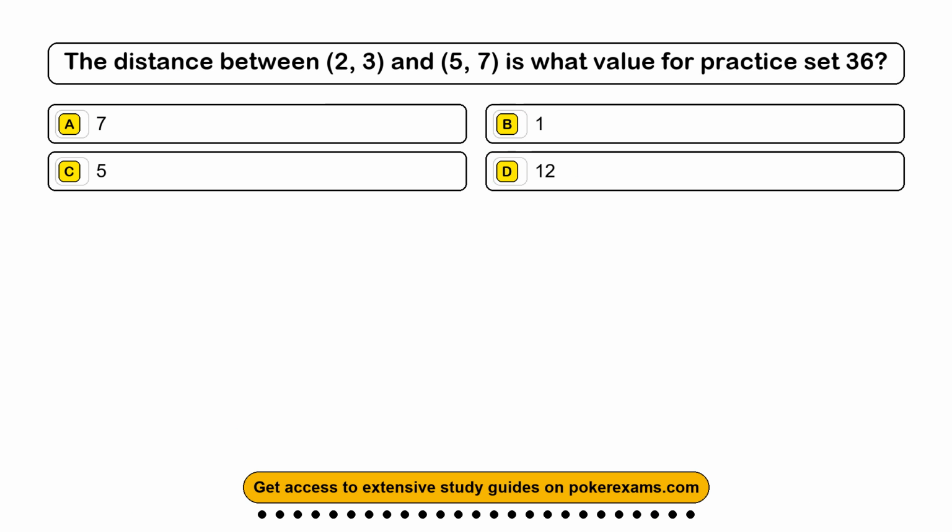Question 16. The distance between 2, 3, and 5, 7, is what value for practice set 36? Option A, 7. Option B, 1. Option C, 5. Option D, 12.